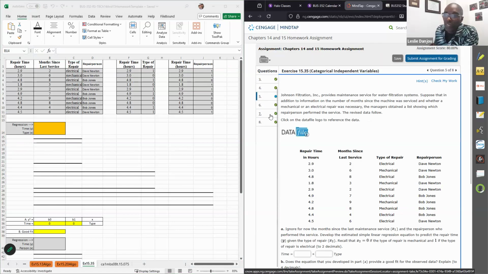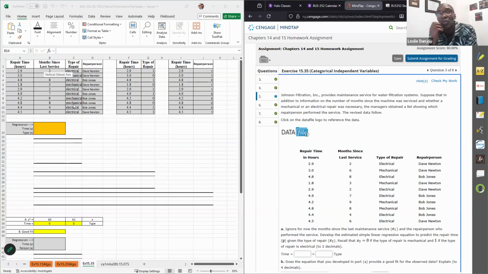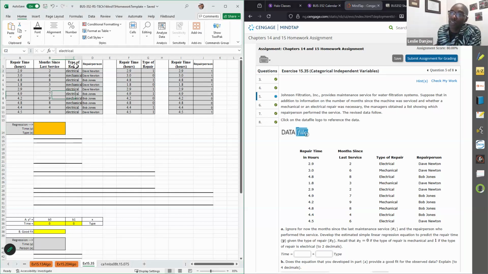What we've done is we've already downloaded this information for you guys in our Excel right here. So here's the raw data. You can actually take raw data, categorical data, and convert them into actual numbers. That way you can actually use the regression equation. For example, initially we had the type of repair, electrical repair or mechanical repair. Let's say electrical is 0. And let's say mechanical is 1.